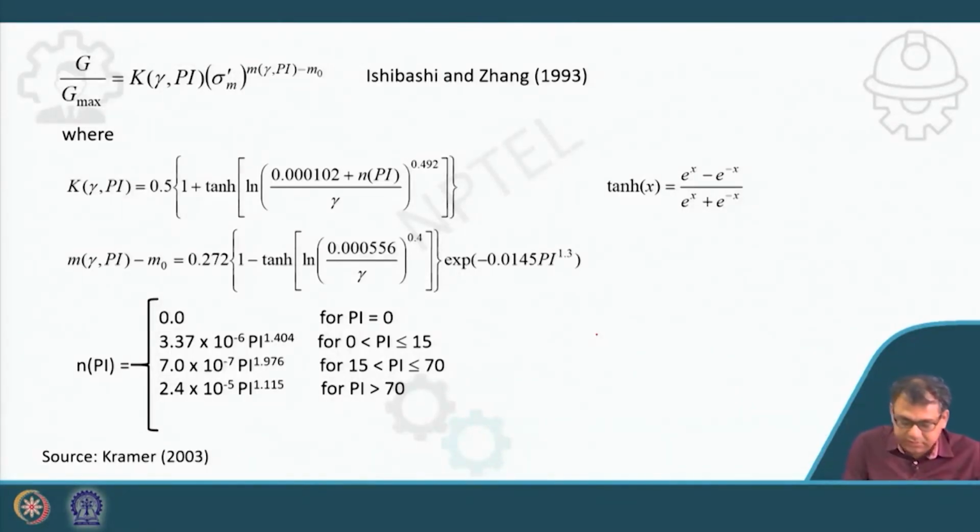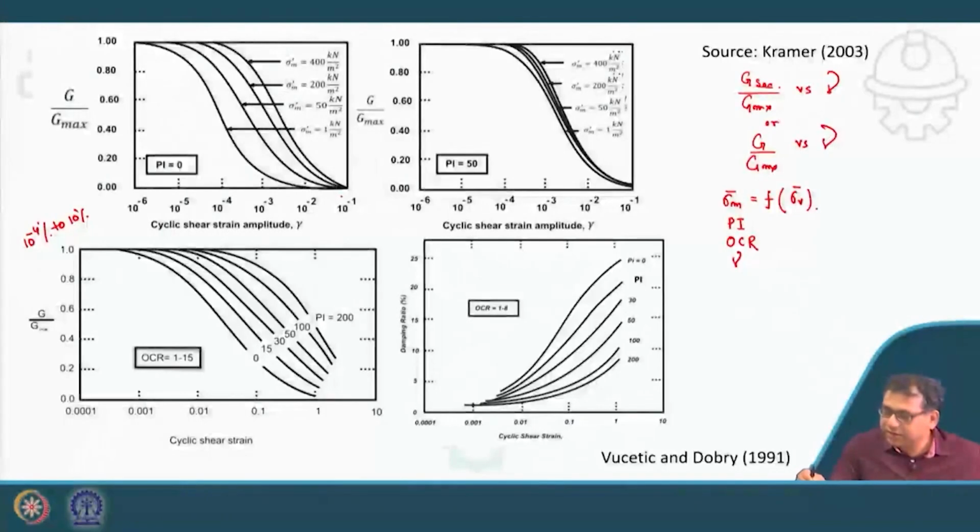You can see it is given here. It is a function of PI, it is a function of strain. Mostly the major functions are PI and strain, okay, and the effective overburden pressure, sigma V bar.